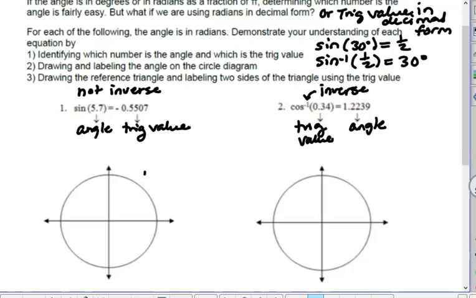Now we can tell to some extent for sine and cosine because we know that the trig value for sine and cosine has to be between -1 and 1. So that gives us a clue that the trig value is often a smaller number, although we could have a radian angle that's less than 1 also. So that's not always the best way to tell.